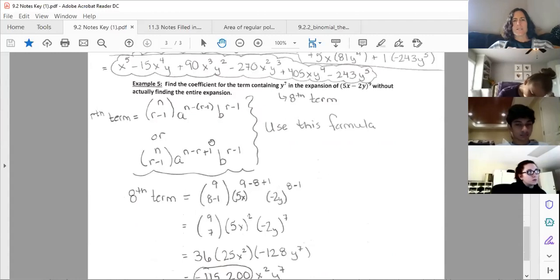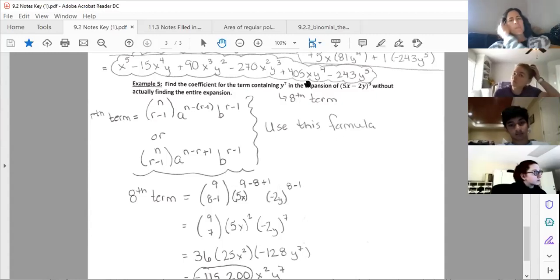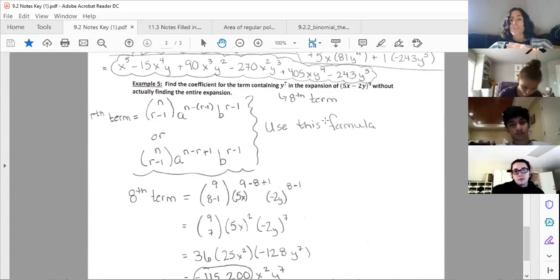For this example, it says, find the coefficient for the term containing y to the 7th in the expansion of (5x minus 2y) to the 9th without actually finding the entire expansion. First, think about which term y to the 7th would be, which number in the process, if you were to expand it. If this is your a term and your b term, y to the 7th would be part of your b term in the parentheses.